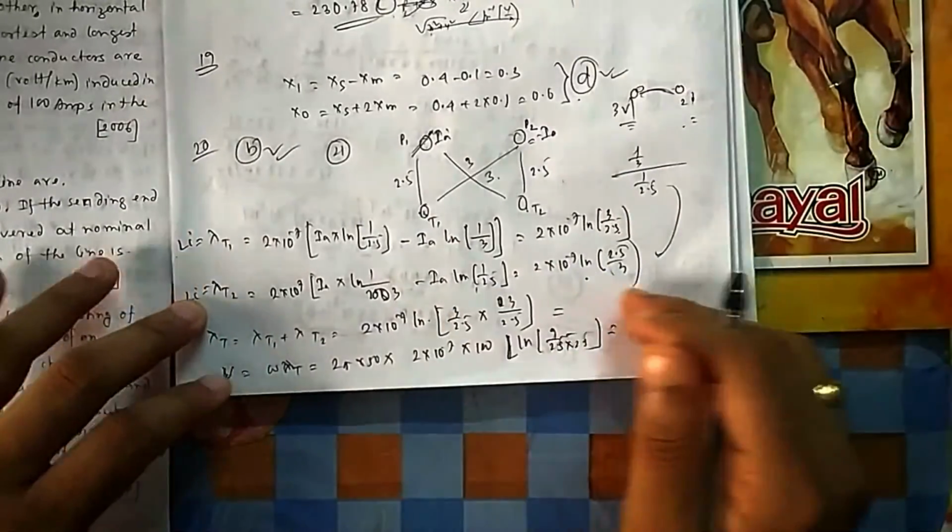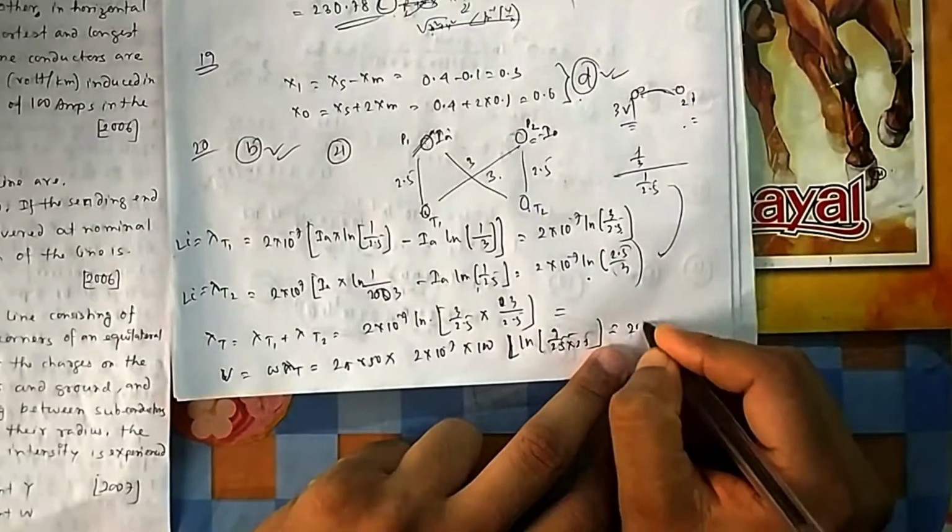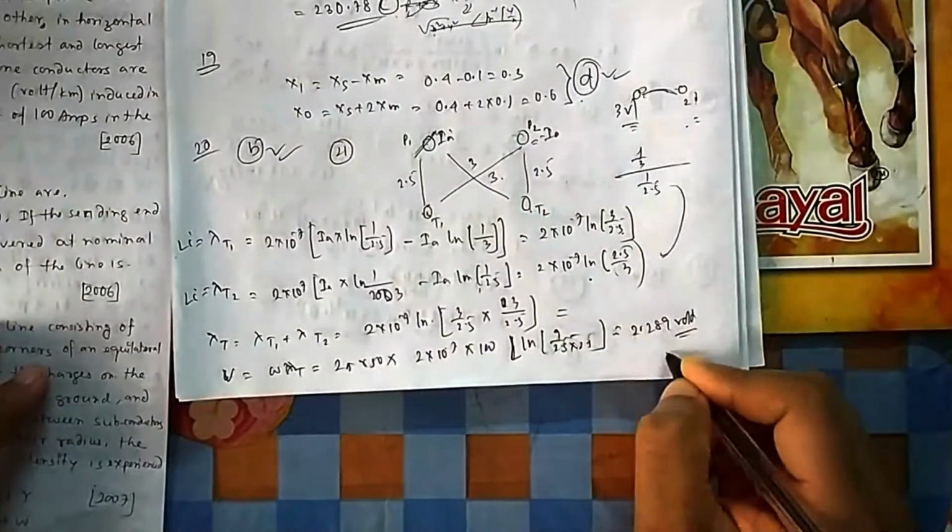If you do all these things, then it will come near about 2.289 volt. So that is your option C.